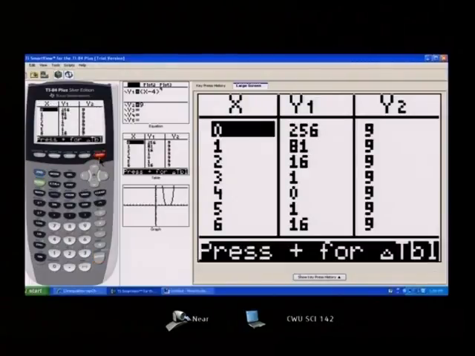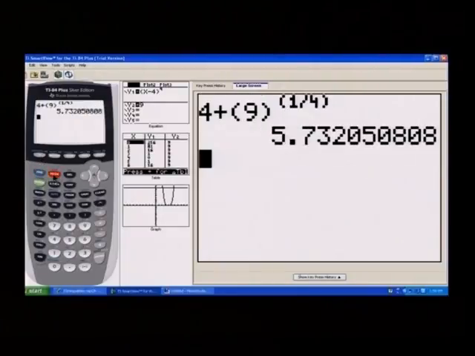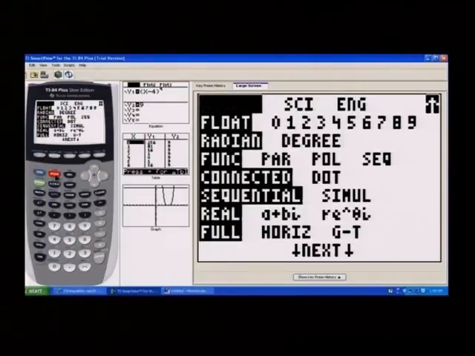Let's go back to the table. On our table, we see we were estimating a solution between 5 and 6. 5.73 is between 5 and 6. That's a good reasonableness check for us. Oops. Let's do one more.